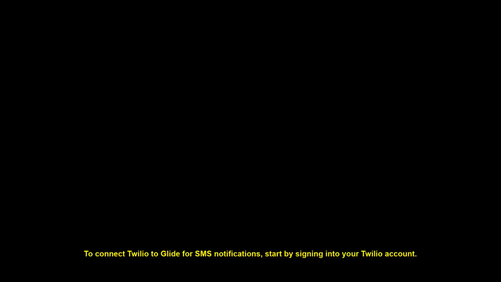To connect Twilio to Glide for SMS notifications, start by signing into your Twilio account. If you don't have an account, create one at twilio.com. Once logged in, navigate to the Twilio console. Here, locate your account ID and auth token. These credentials will be essential for the integration.